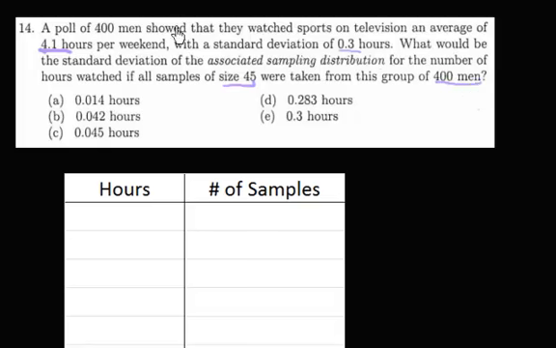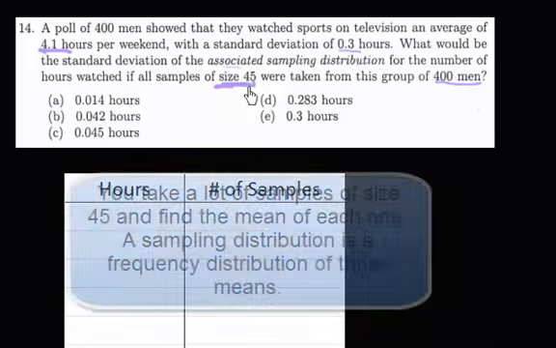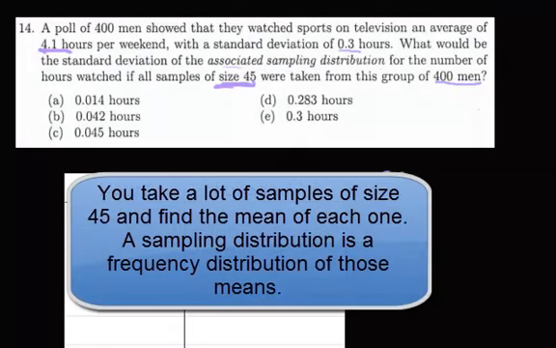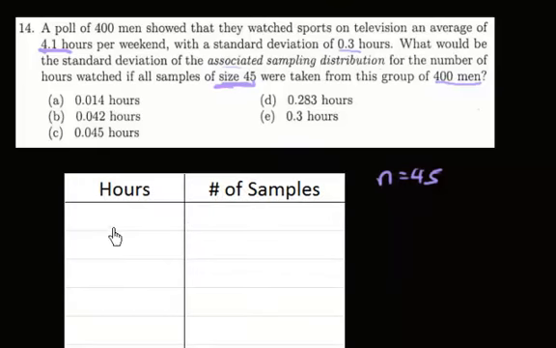Now, the way that this is worded is that the 400 men would be considered the population, and we're going to then be sampling 45 of them. What we mean by associated sampling distribution is we're going to take a sample of 45 people from the 400 we have. We're going to figure out the average, or the mean number of hours, that sample watched. So say it was like 2.8.